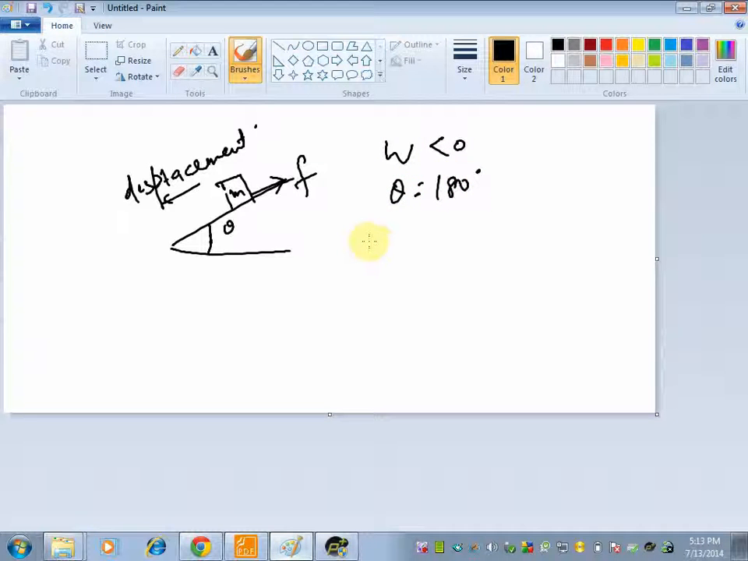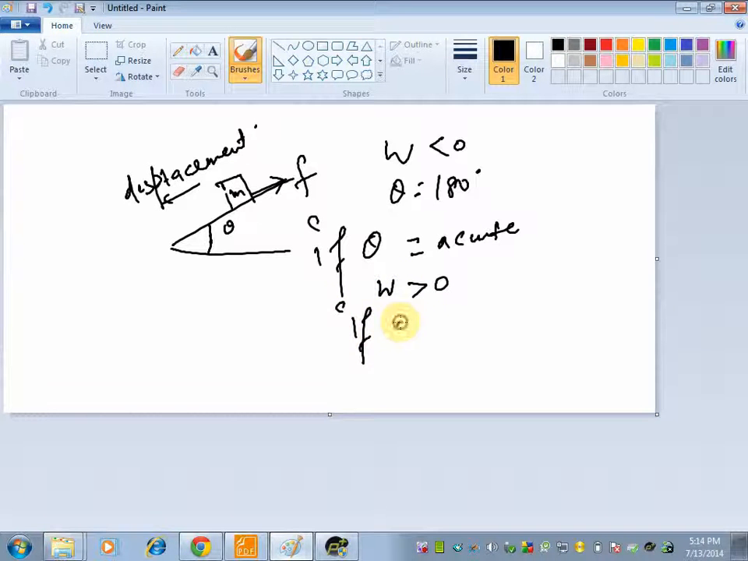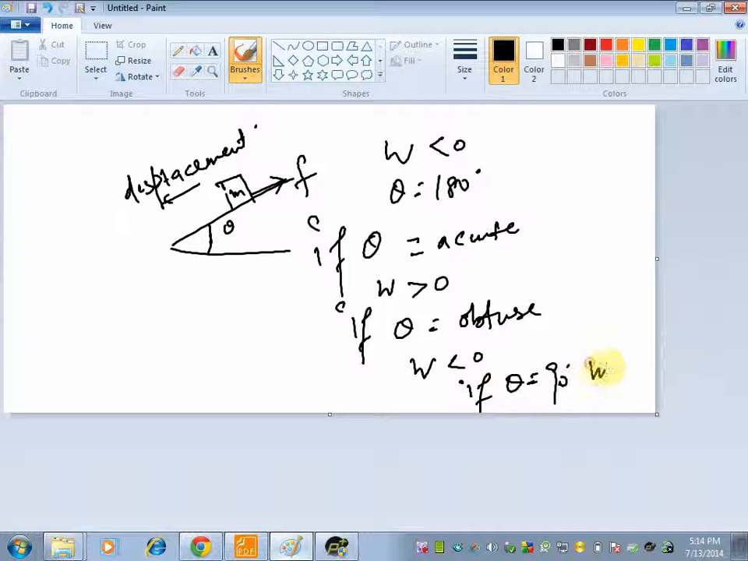Let me tell you one thing, if theta is acute, then W will be positive, and if theta is obtuse, then work done will be negative, and if theta is 90 degree, W will be 0. So you learn this and it will be beneficial for you.